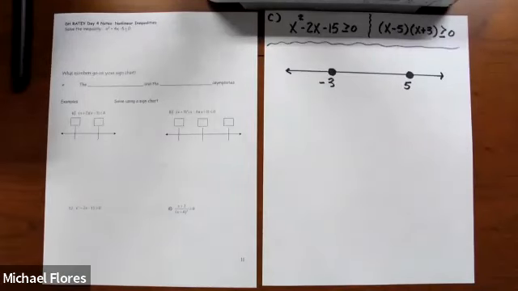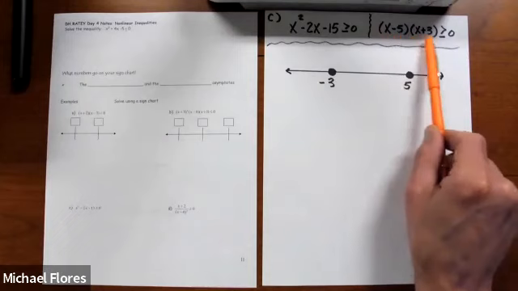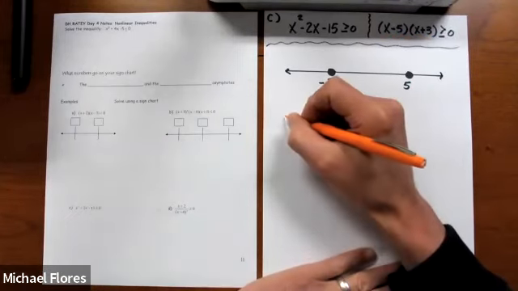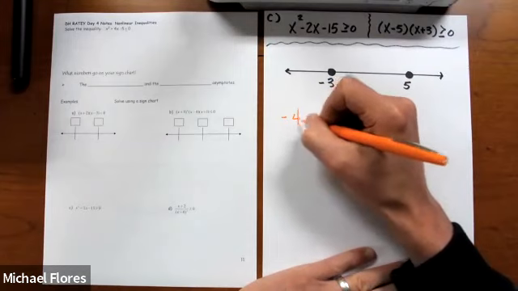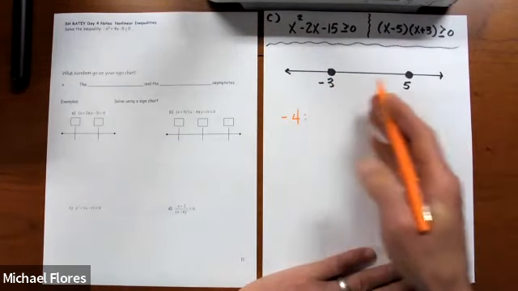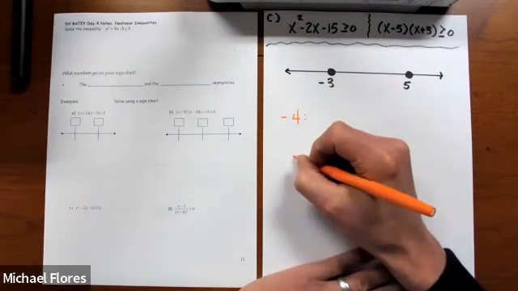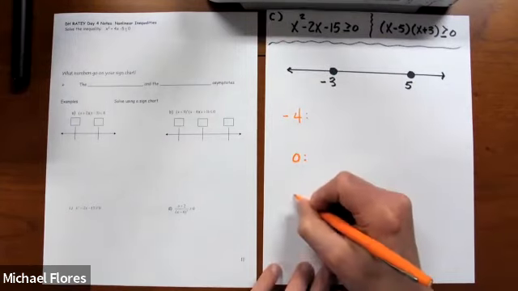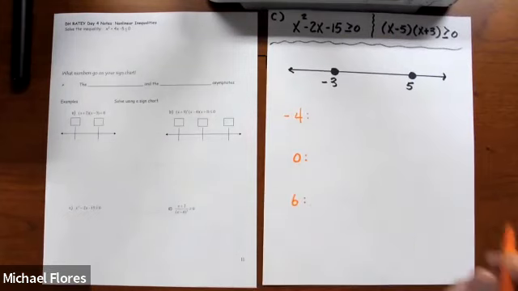Example C, make sure you factor. Once you factor, set them equal to 0 and solve. Plot on your number line. We need a number less than -3. Let's go -4. We need a number in between -3 and 5. Let's go with 0. And we need a number greater than 5. How about 6?